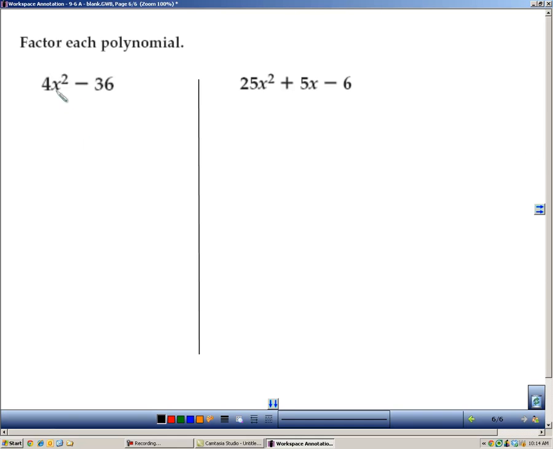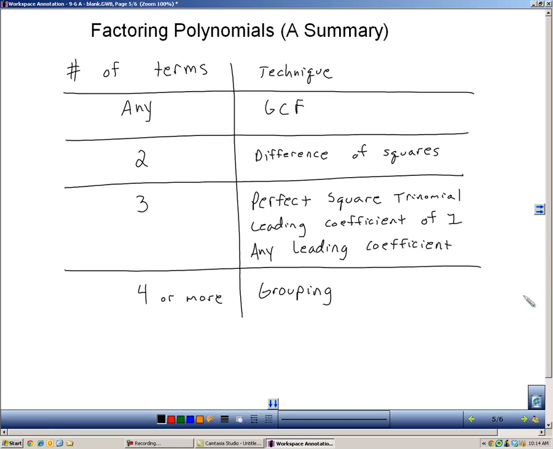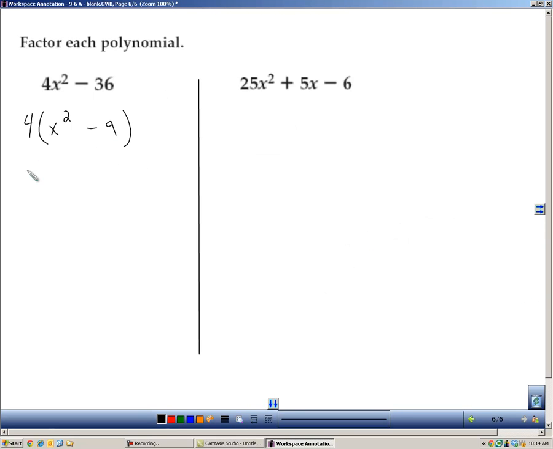Always look for a GCF, and when I look at this I notice that there is a 4 in common to both terms, so this becomes an x squared minus 9. Now I want to look at what's left over, count the number of terms, there are two of them, and the only method that we can use to solve when there are two terms is a difference of squares. So we look to see if this is a difference of squares, and it is. X squared comes from an x and an x, and 9 comes from a 3 and a 3. It's a plus and a minus, that's how you factor difference of squares, and so there's my factored polynomial.